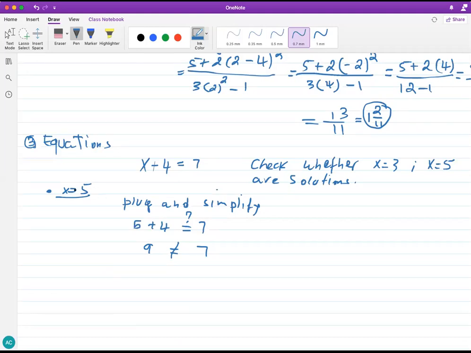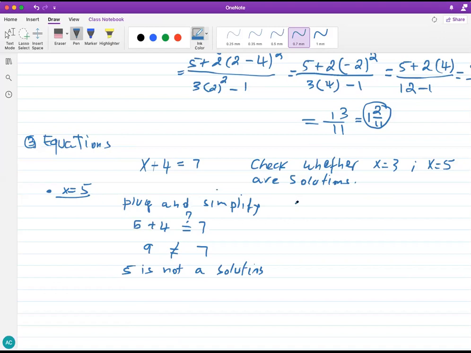So what do you say about this possible solution, x equals 5? Is there a solution or not to this equation? No solution. That's right, it's not a solution because it gave us a false statement here. So we can say 5 is not a solution. So we reject that.